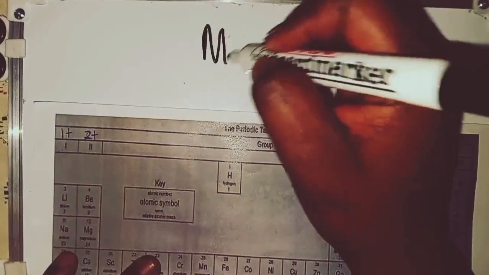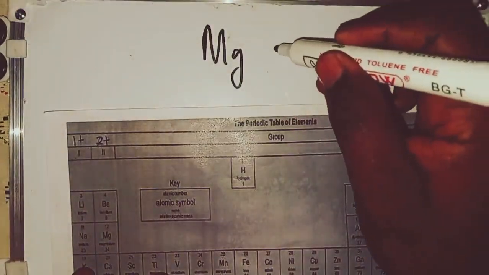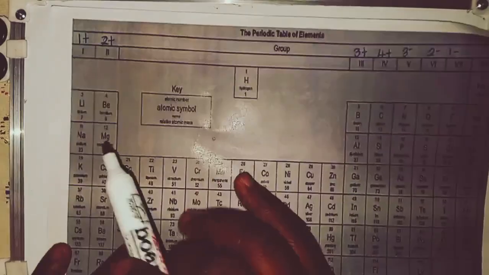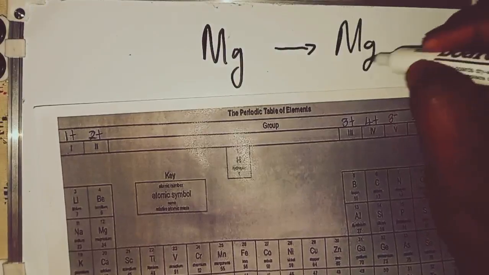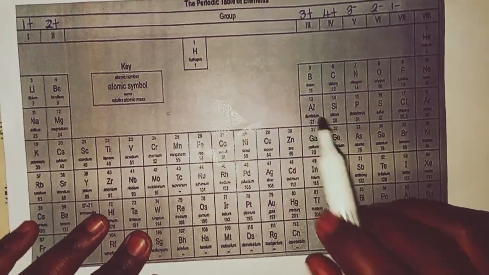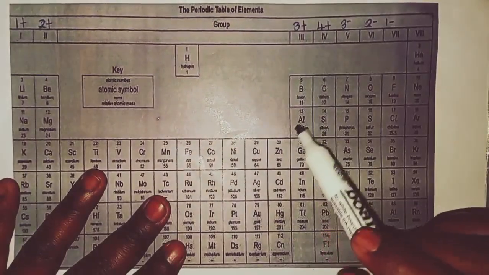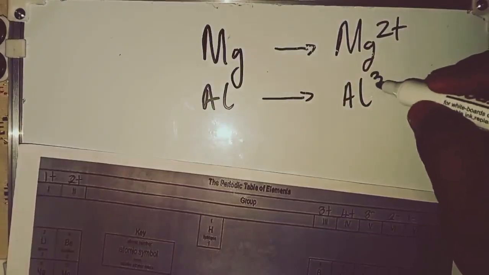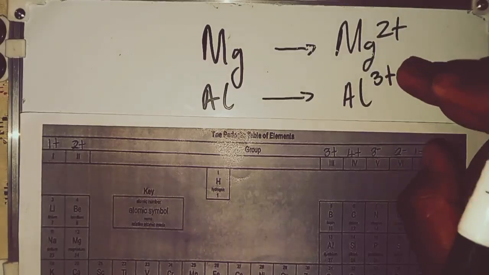We've got our magnesium element here. If the magnesium element is to form an ion, it forms an ion of what? Magnesium is in group 2, so it forms an ion of 2 plus. So we get magnesium 2 plus. If we pick another element, let's say aluminium, this is an element. If it forms an ion, aluminium is in group 3, so it forms a charge of 3 plus. So we get aluminium 3 plus. So this is an element, this is an element, this is an ion, this is an ion. That's how they form their ions.